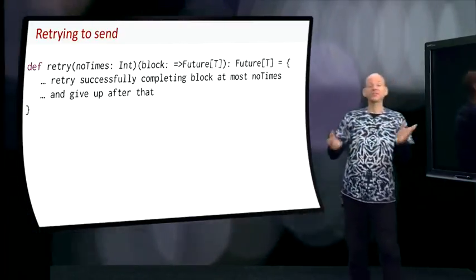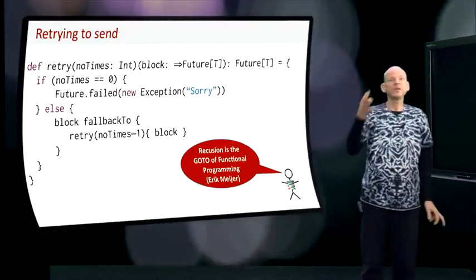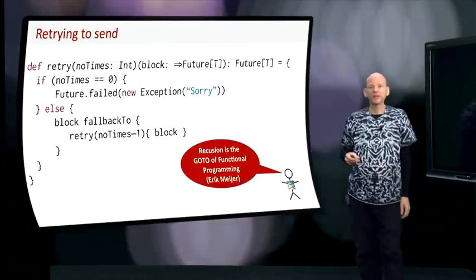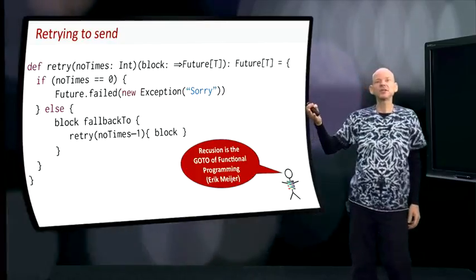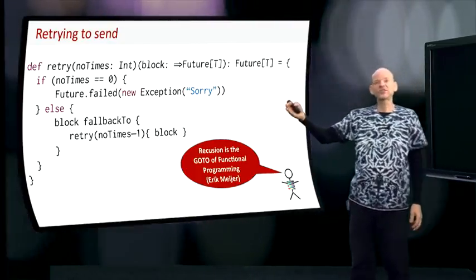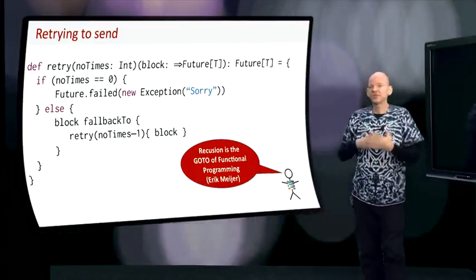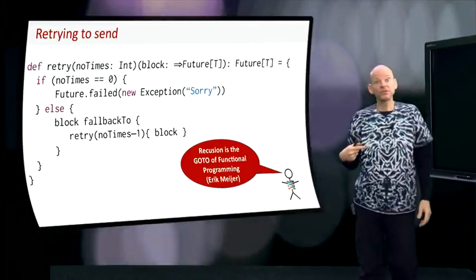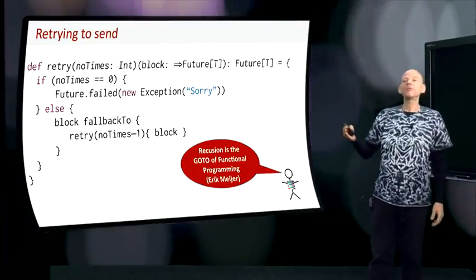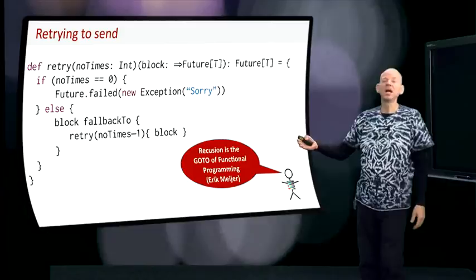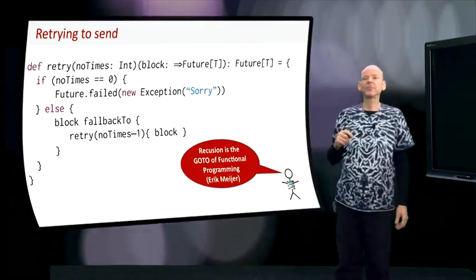Now here's a simple implementation of that. We can just use recursion. If you have run out of number of times, you immediately fail. So you just return a future that represents failure with a new exception saying, sorry, I tried n times, didn't work. Otherwise, you execute the block, and if the block fails, you fall back to the recursive call with number of times minus 1 with the same block.